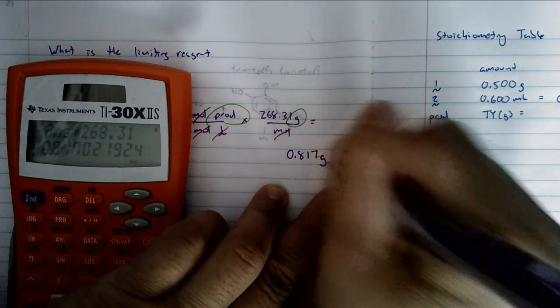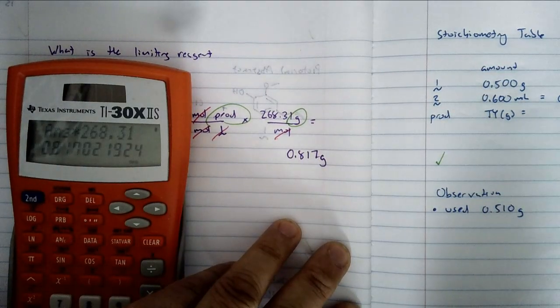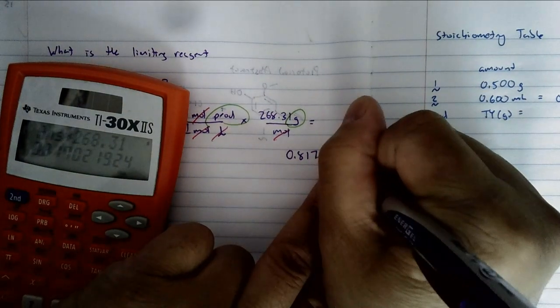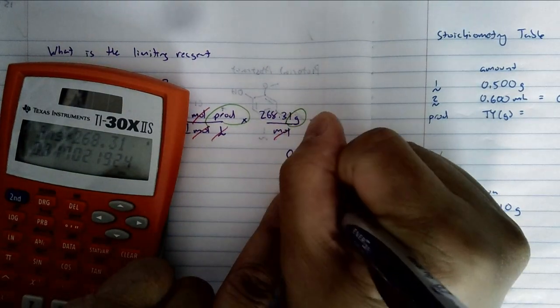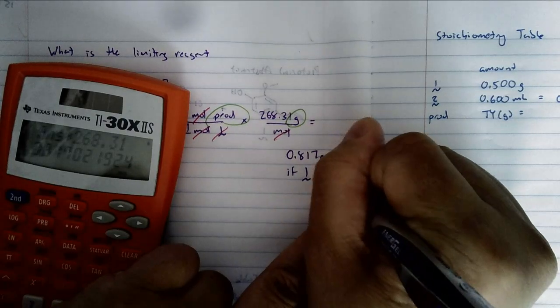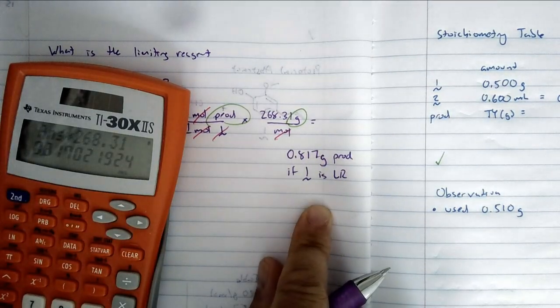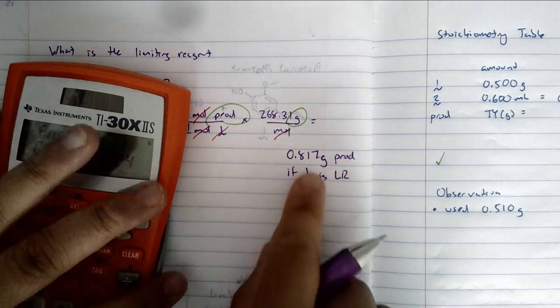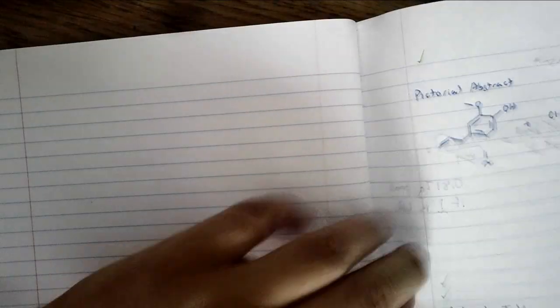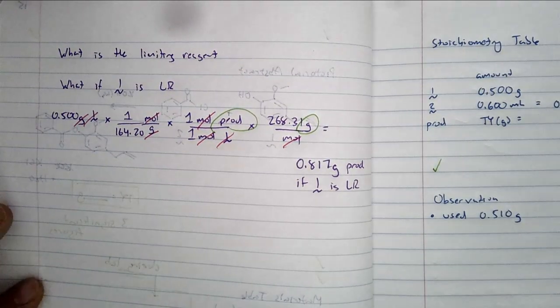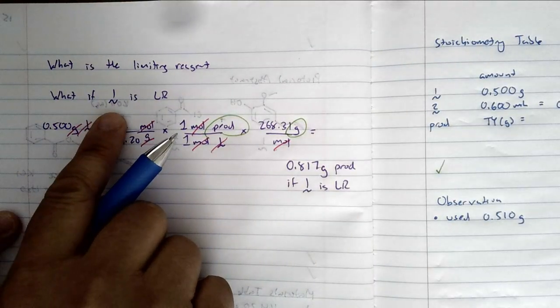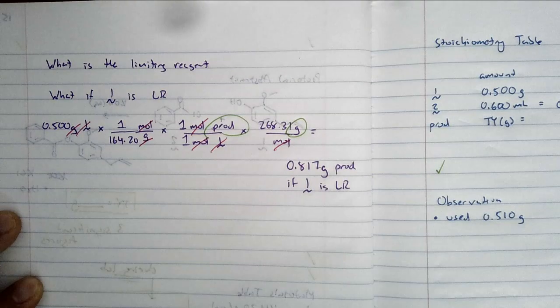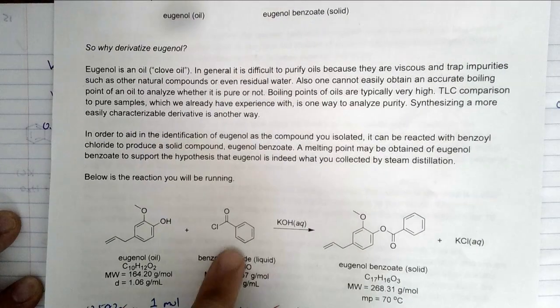0.817 grams expected product if 1 is LR. So that number potentially will have to go here. I just have to figure out the other option. What if number 2 is the limiting reactant? What if this is the limiting reactant?